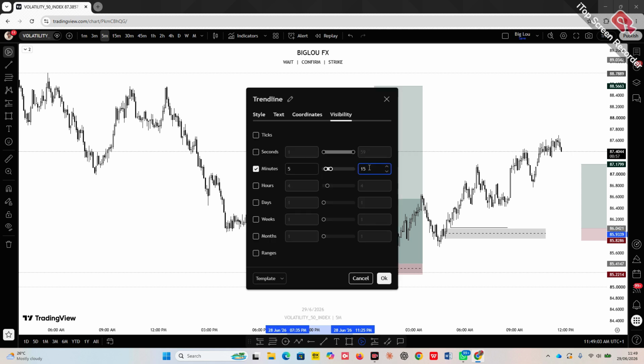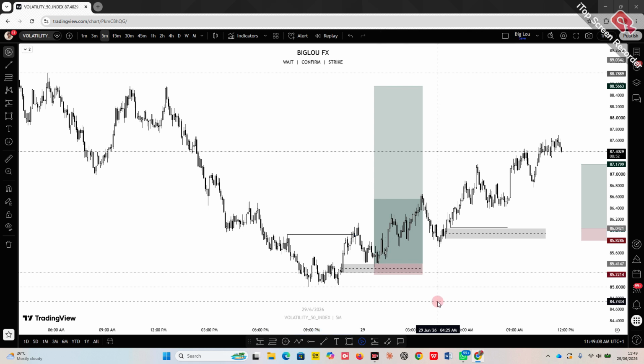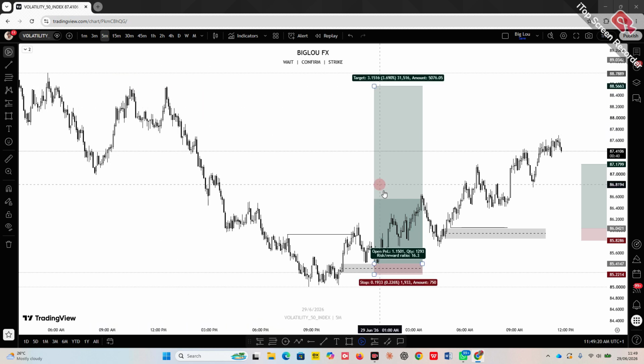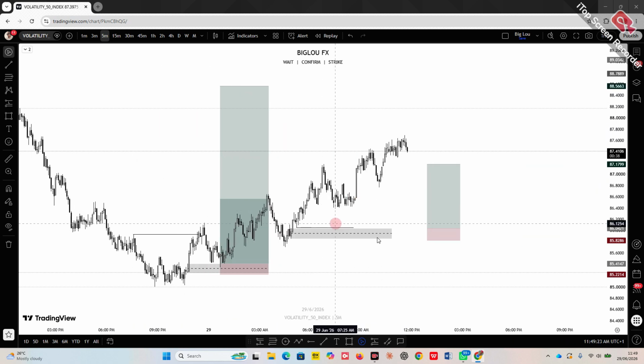This was where it reversed. Just want to keep it on the 5 minutes. So this was where it reversed, came back, mitigated this demand zone, and then we have been bullish since then. Our target is this liquidity resting here, equal high liquidity. We are going to target that liquidity, and until then, we are buying. Until that zone is taken, we are buying.